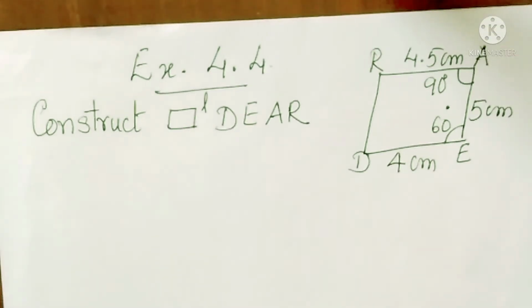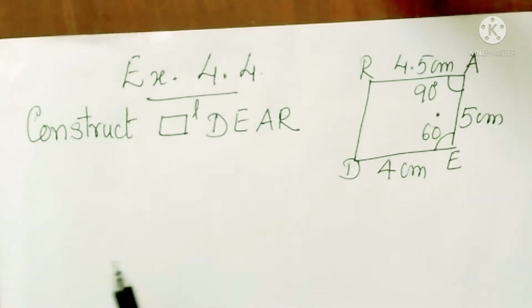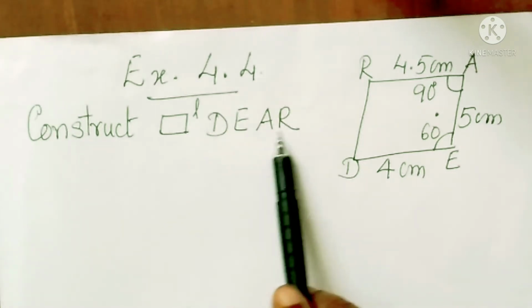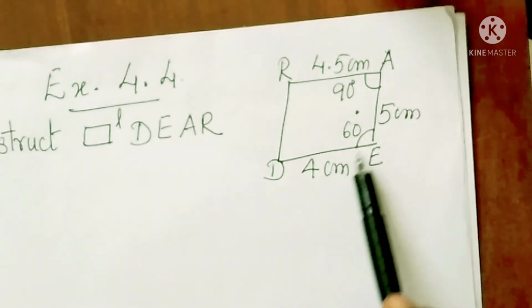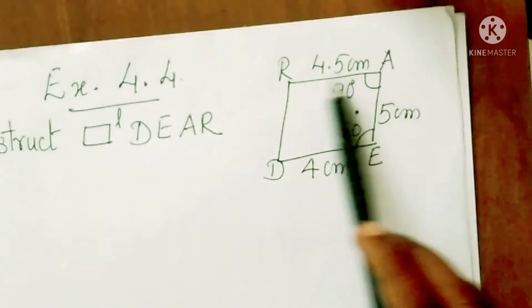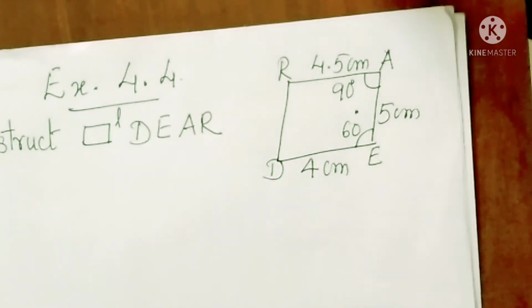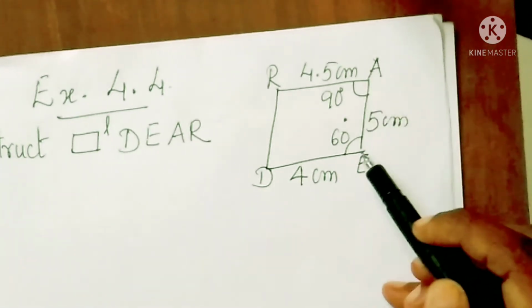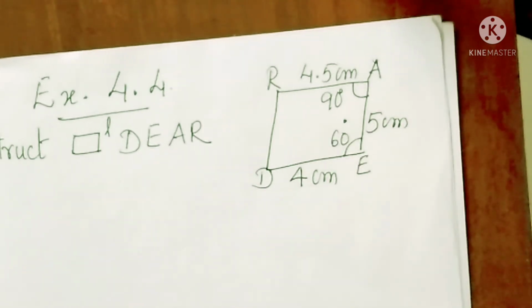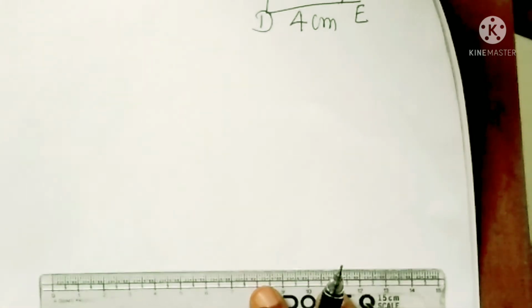Now let us work out exercise 4.4. The first question is, construct a quadrilateral DEAR with the measurements given here. DE is equal to 4 centimeter, EA 5 centimeter, AR 4.5 centimeter, angle A 90 degree and angle E 60 degree. So always it is better to draw the side which has both the angles. It will be easy for you. So first thing is to draw AE. How many centimeter? 5 centimeter.